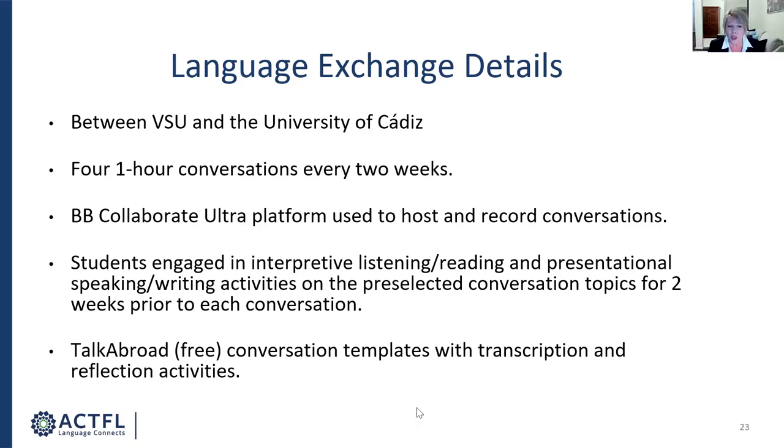I make my students practice with the topic for the 2 weeks prior to each conversation. So they had presentational reading activities on the topic, interpretive listening. They had to engage in presentational speaking and writing on the topic as well. Presentational, of course, they have time to plan and rehearse so that when it came time for the actual conversation, they could actually communicate with their partner.